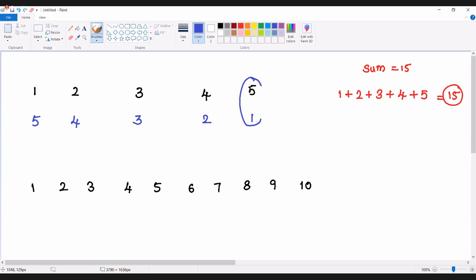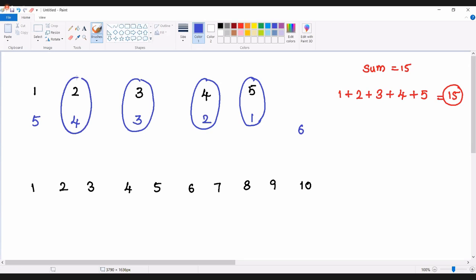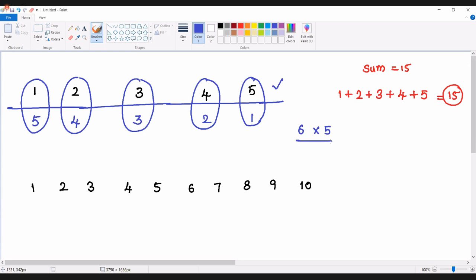1 plus 5 is 6, 2 plus 4 is 6, 3 plus 3 is 6, 4 plus 2 is 6, 5 plus 1 is 6. How many times is 6 coming? 6 is coming 5 times. So 6 into 5 gives the sum of the two rows, but we need only one row's summation. So 6 into 5 divided by 2 is 15.